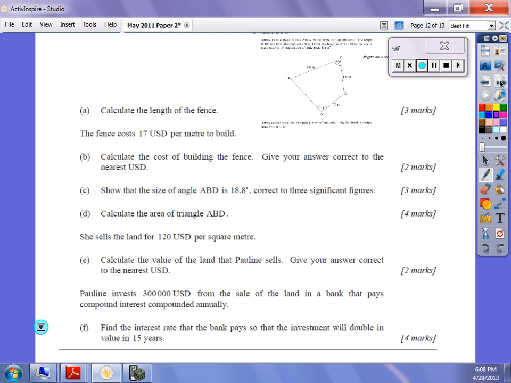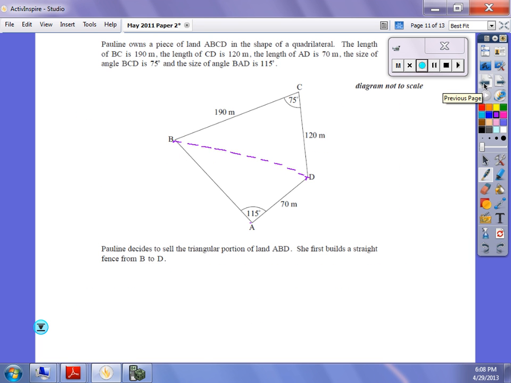The first question asks us, in part A, to calculate the length of the fence. So we're going to be calculating BD. I see that I've got a side, angle, side, and I know when I have side, angle, side, that that's an appropriate use of the law of cosines.